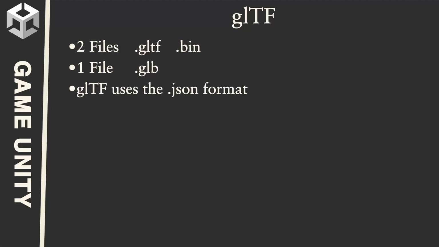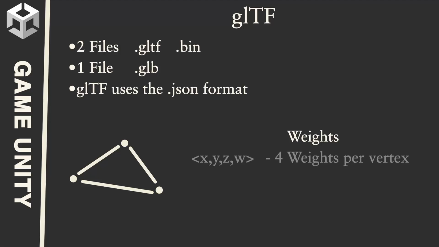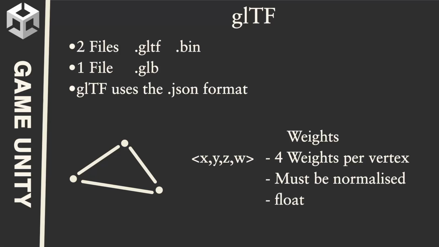For animation, there are some things which we should know about glTF. The first is that it supports 4 weights per vertex. So essentially, for each vertex, for every triangle within our mesh, we'll have a vector which will have 4 values. Each of these values will represent a weight for an individual bone. This needs to be a normalized vector, so this vector should essentially have a maximum length of 1. These values should normally be represented as a float.